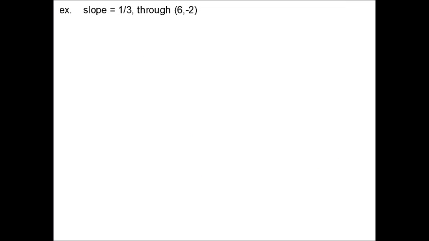Okay, I'd like to do another example of this just to help drive the point home of what we're doing, and hopefully get you to not freak out if you see a fraction right here. Okay, that being said, if my slope is 1/3, of course that means my m is 1/3. And if I'm going through the point 6, -2, that means my 6 is my x1 and my -2 is my y1.